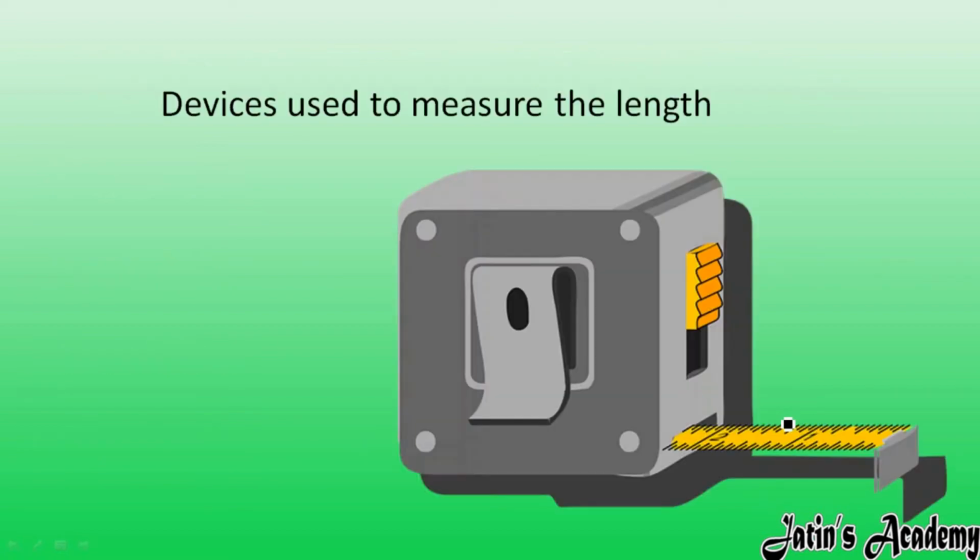Next we have devices used to measure length. As I already told you, in ancient periods we used handspan and cubit, but nowadays we are not using those because they are very inaccurate. They do not give the exact measurement of length. To get accurate measurement, many devices are there. The first device is the measuring tape, which we use to measure many kinds of lengths.